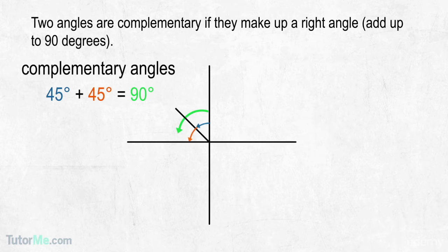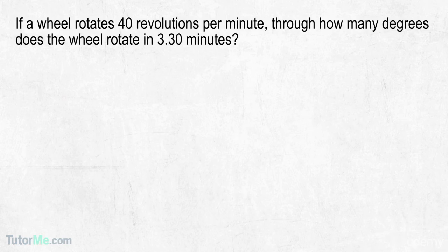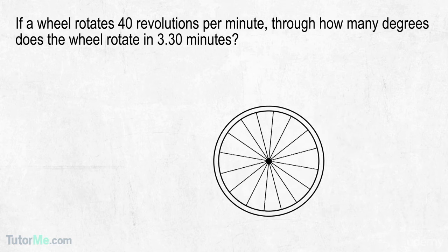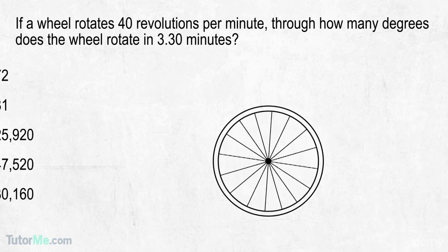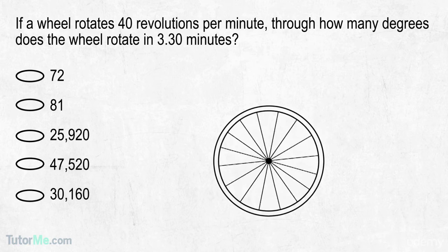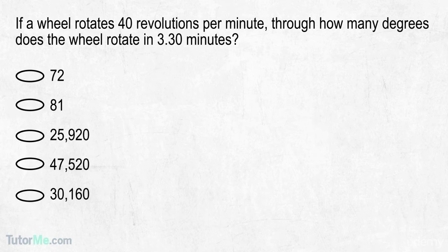Let's take a look at the practice problems to put these principles into action. If a wheel rotates 40 revolutions per minute, through how many degrees does the wheel rotate in 3.3 minutes? Let's break this down. We know that the wheel rotates 40 times per minute. We're being asked to calculate how many degrees it rotates in 3.3 minutes.